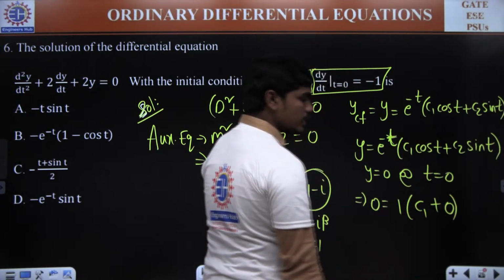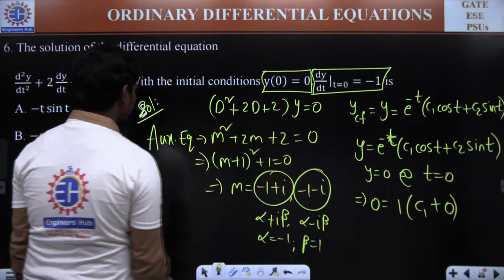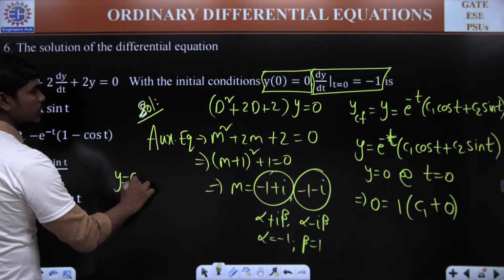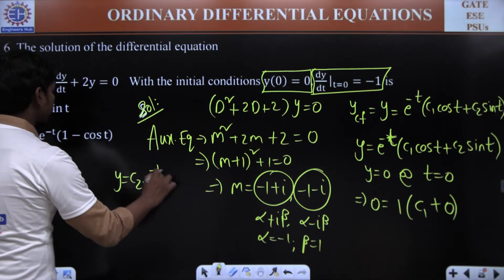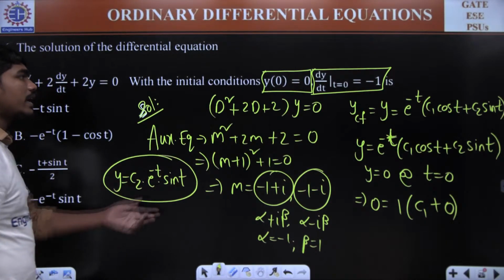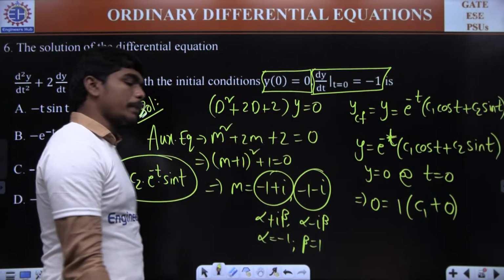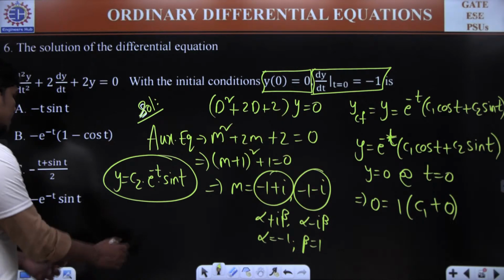So which means, can I tell c1 is equal to 0? If c1 is equal to 0, then definitely you will get something for c2. Y is equal to c2 into e power minus t sin t. This is what you have. So get the value of c2 by finding dy by dt at t is equal to 0 and equate it to y minus 1. So if you do that, what's the answer you'll be getting?